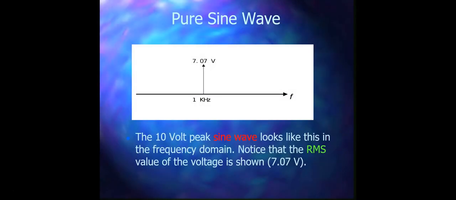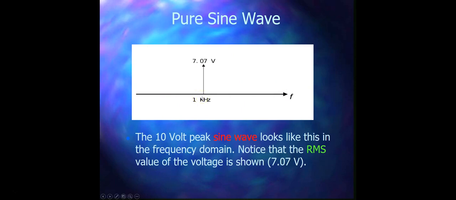That's how it looks. On a spectrum analyzer, the 10 volt peak sine wave looks like this in the frequency domain. Notice that the RMS value of the voltage is shown here. The value you see is the RMS value of the voltage on the vertical plane, and on the horizontal plane, you see the frequency, which is set at 1 kilohertz.